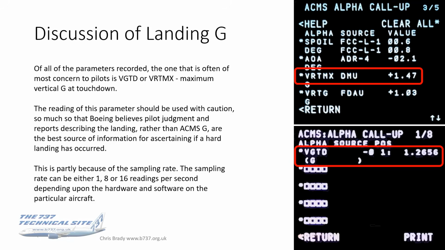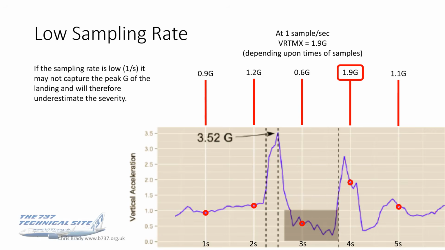Now, what you need to know is that the sampling rate, i.e. the number of times that a reading is taken, can be either 1, 8 or 16 readings per second on the 737, depending on the hardware and software on the particular aircraft. So what does that mean? Well, this is what it means. If the sampling rate is low, it might not capture the peak G of landing, and it'll therefore underestimate the severity.